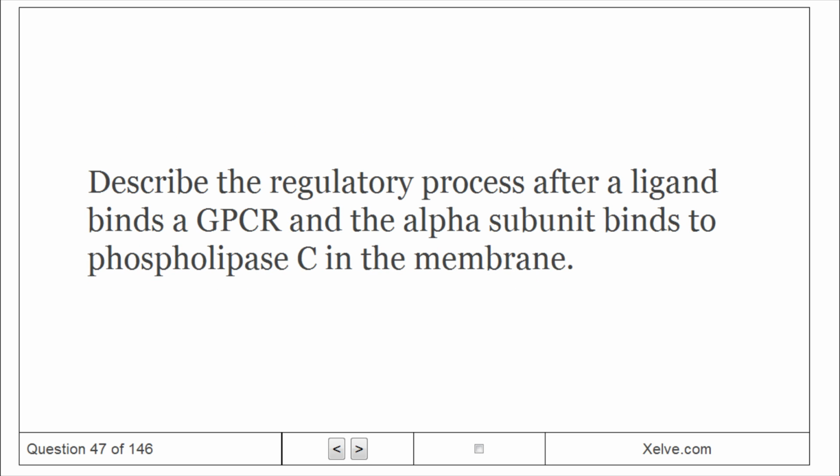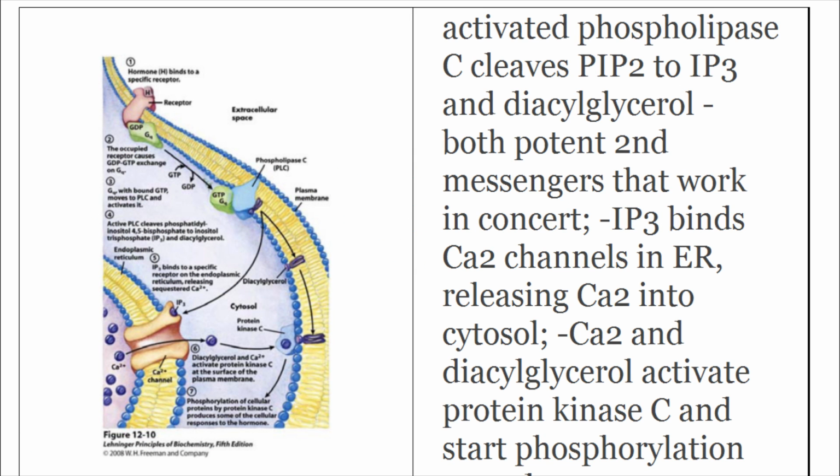Describe the regulatory process after a ligand binds a GPCR and the alpha subunit binds to phospholipase C in the membrane. Activated phospholipase C cleaves PIP2 into IP3 and diacylglycerol, both potent second messengers that work in concert. IP3 binds Ca2+ channels in the ER, releasing Ca2+ into the cytosol. Ca2+ and diacylglycerol activate protein kinase C and start a phosphorylation cascade.